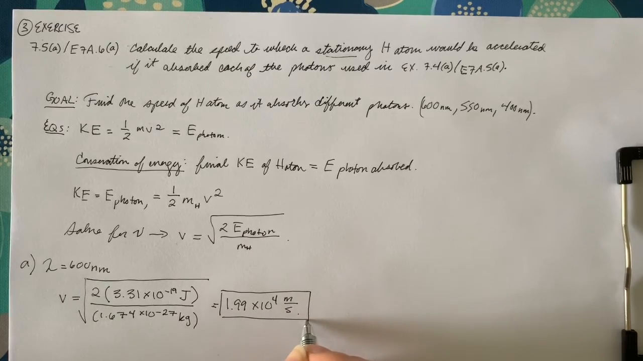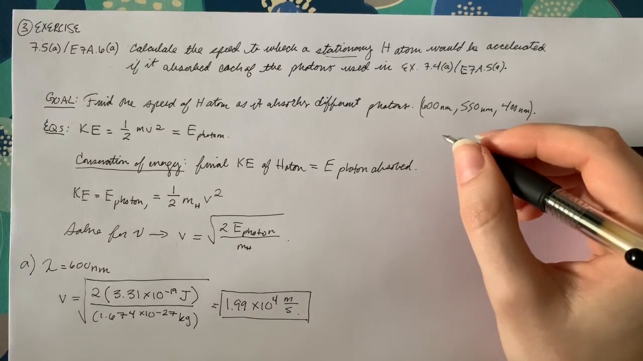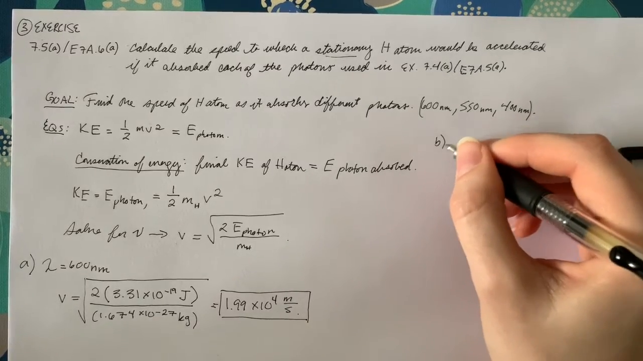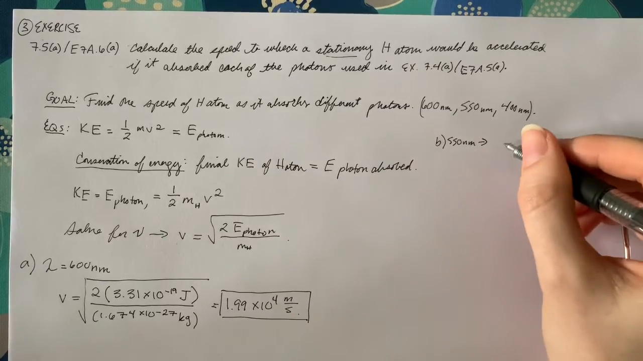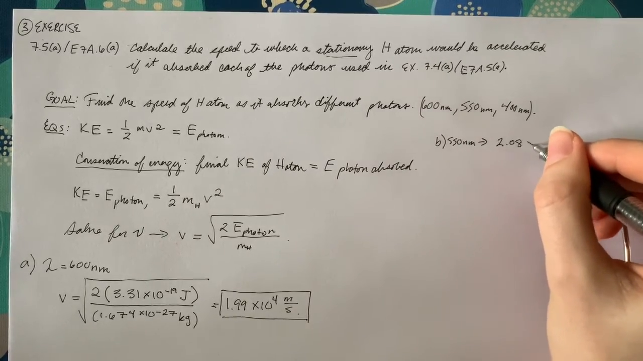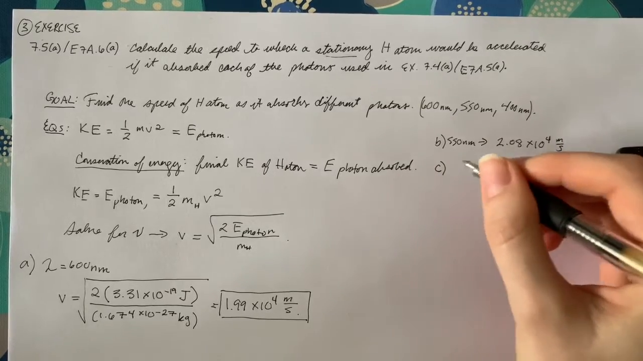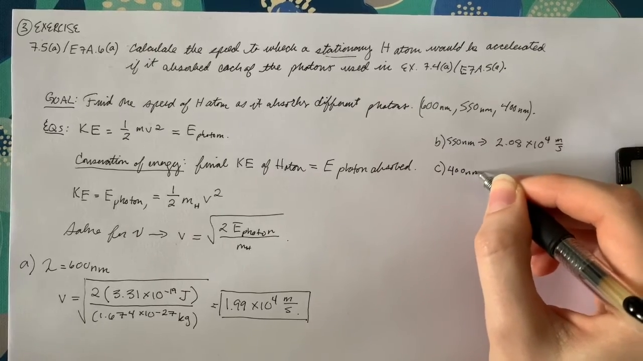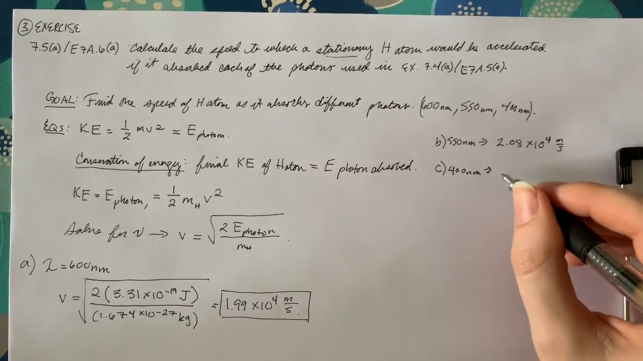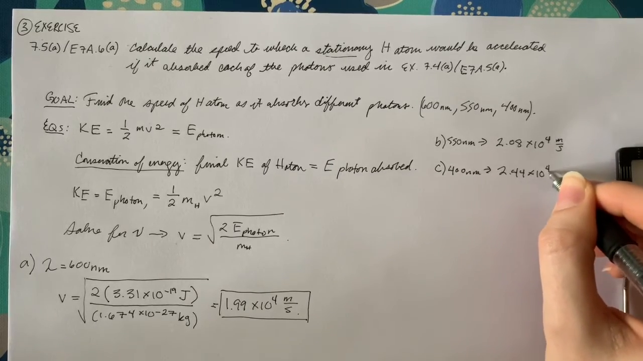And the same thing follows for the next two, it's just plug and chug. So I'm just going to write those answers. For B, 550 nanometer, the answer is 2.08 times 10 to the 4th meters per second. And for 400 nanometer, we get 2.44 times 10 to the 4th meters per second.